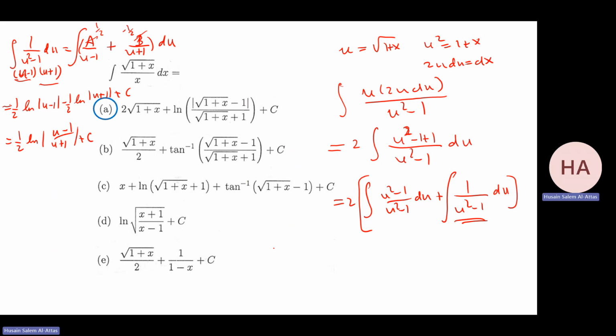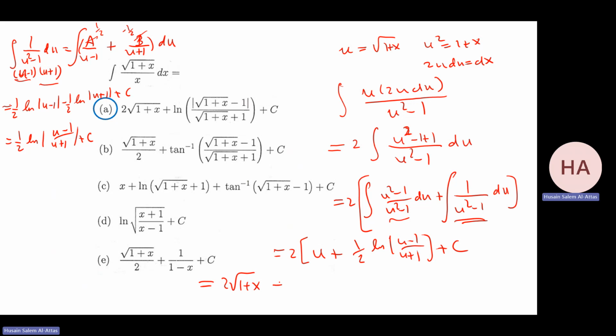Okay, plug everything here. That is 1. So I have 2 times u, and this one is plus half, then u minus 1 over u plus 1 everything, plus c. Now return everything: 2 times u. What is u? Square root of 1 plus x.